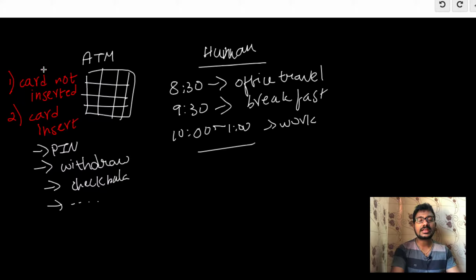Here we can consider two states. The first state is card is not inserted into the ATM machine. The second state is card inserted into the ATM machine. Yeah, these are the two internal states.